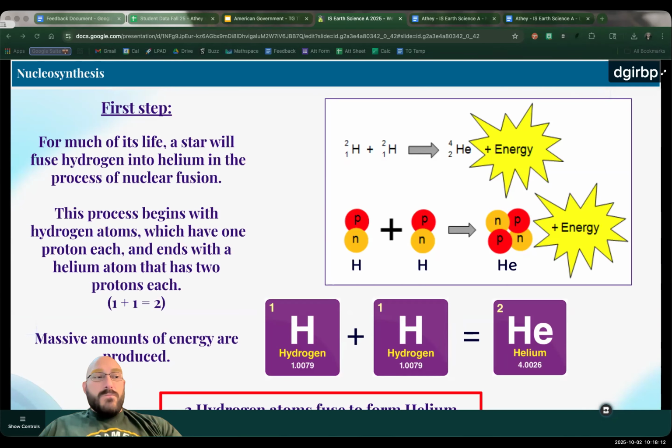So that picture there is wrong. I need to fix that. I don't know who put that one together, but it's wrong. I should have fixed that.